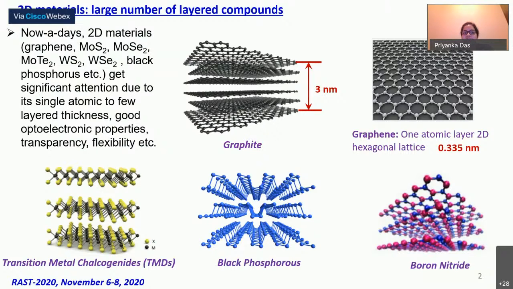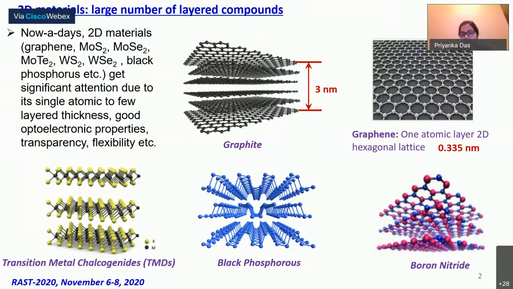So 2D materials are a kind of layered materials that are crystalline in nature, and nowadays these materials have gained a lot of attention due to their single to very few atomic layer thickness and good optoelectronic properties compared to their bulk and other properties like transparency and flexibility.